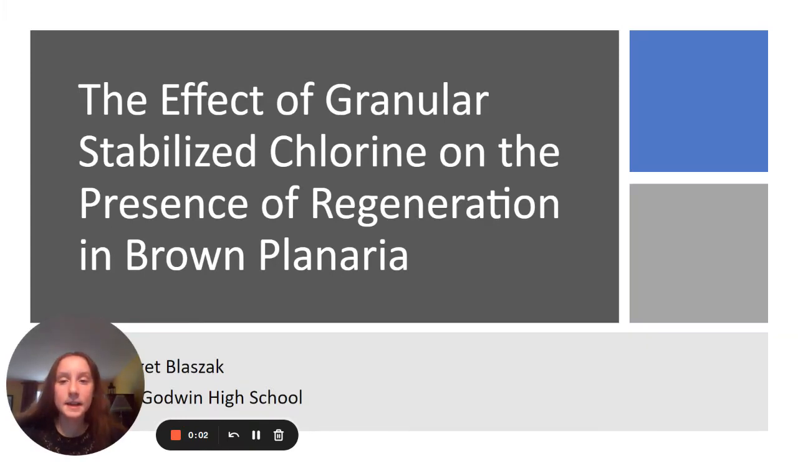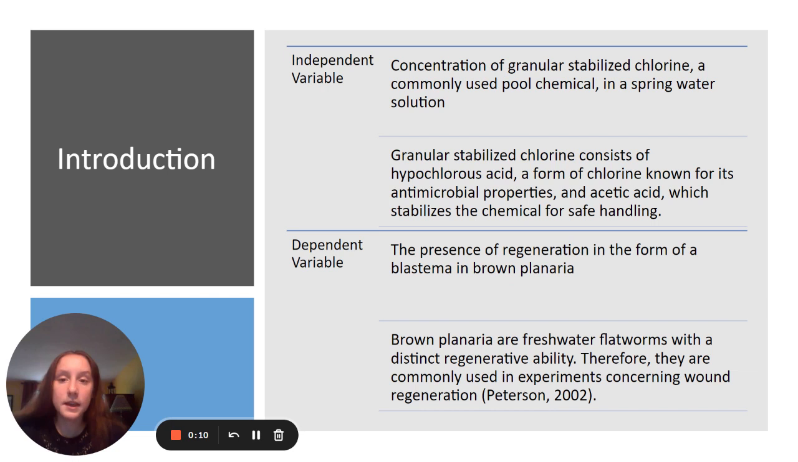Hello, my name is Bridget Blaszak, and today I will be presenting my project, which is titled The Effect of Granular Stabilized Chlorine on the Presence of Regeneration in Brown Planaria. The independent variable in my experiment was the concentration of granular stabilized chlorine, a commonly used pool chemical, in a spring water solution. Granular stabilized chlorine consists of hypochlorous acid and acetic acid. The dependent variable in my experiment was the presence of regeneration in the form of a blastema in brown planaria.